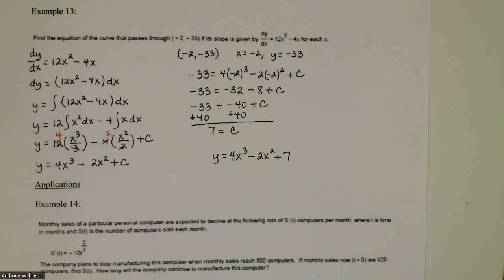So that's the equation of the curve that passes through the point (-2, -33) with a slope given as dy/dx equal to 12x squared minus 4x.